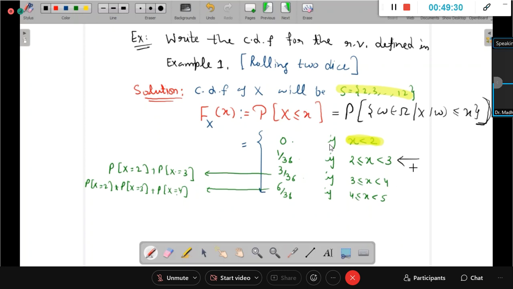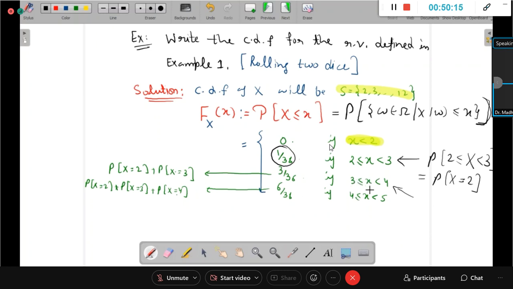Now if you go to the next level, 2 ≤ x < 3. How will you look at this? It is all possible events with sum greater than or equal to 2 but less than 3. So it is essentially the probability of 2 ≤ X < 3, which is nothing but the probability of X = 2. The probability of X = 2 is 1/36.